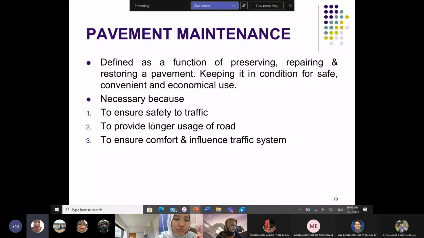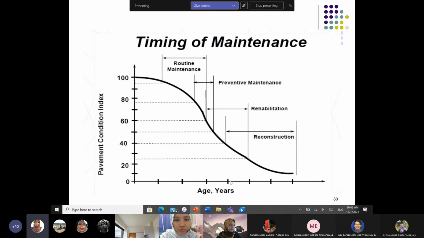Okay, it is necessary to ensure safety to traffic, to provide longer usage of road, and to give comfort and influence the traffic system. Right, of course lah, you can actually understand when you go for maintenance, user would be very happy. User would feel comfortable. So bila you happy, you feel comfort, you will be travelling on the road. Kalau you rasa jalan tu teruk, you can go for another option, right? So it would be less travel lah, right? Those are the function of pavement maintenance.